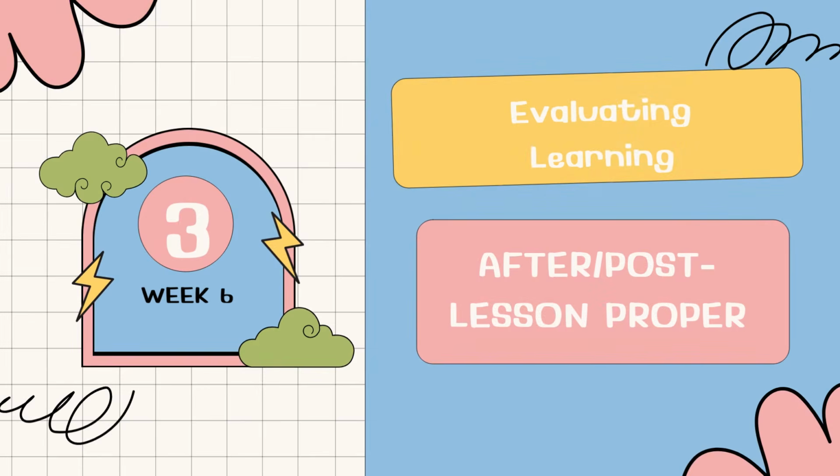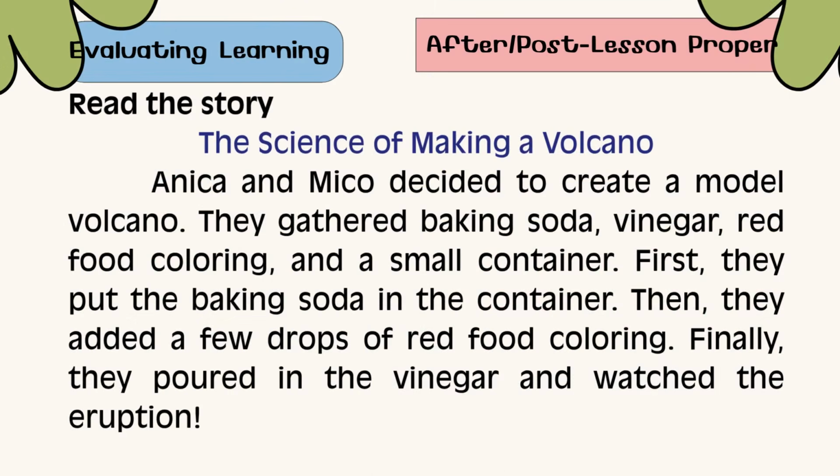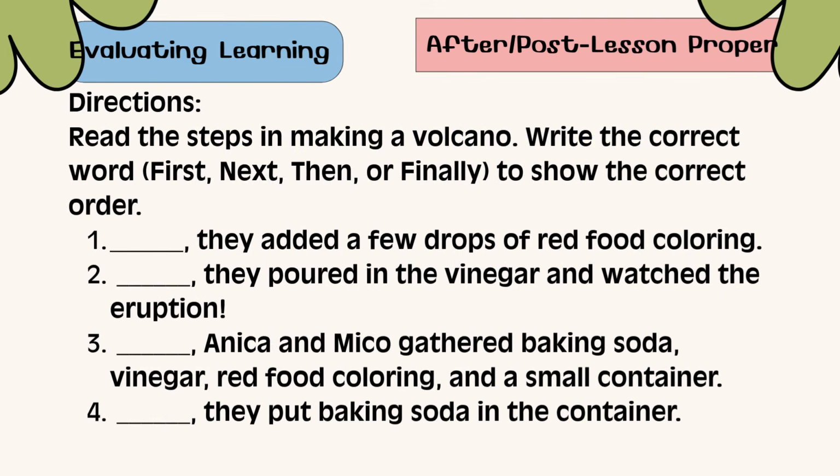For evaluation, read the story. The Science of Making a Volcano. Anika and Miko decided to create a model volcano. They gathered baking soda, vinegar, red food coloring, and a small container. First, they put the baking soda in the container. Then, they added a few drops of red food coloring. Finally, they poured in the vinegar and watched the eruption. Answer the activity.